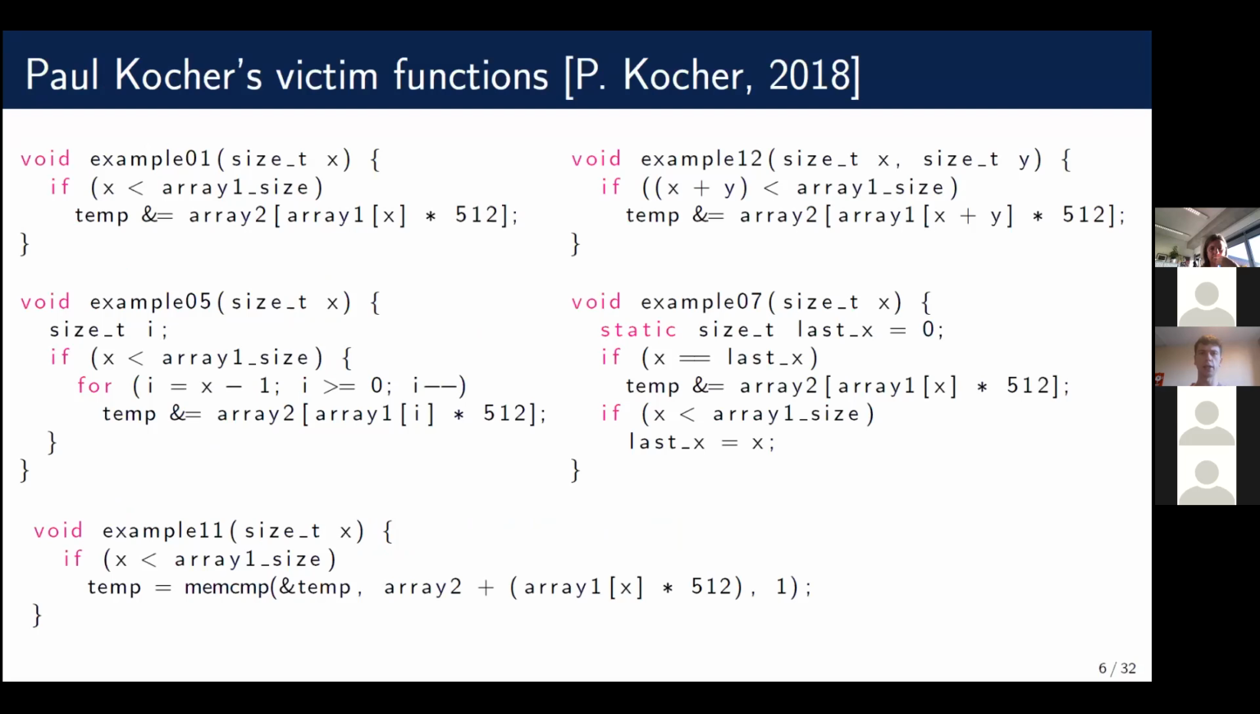So Paul Kocher identified a set of victim functions in his research into MSVC's mitigation of Spectre. These are effectively permutations of the vulnerable code identified in the original Spectre paper. I've highlighted a subset here of some of the examples, just to give you a feel for the type of program we're working with.